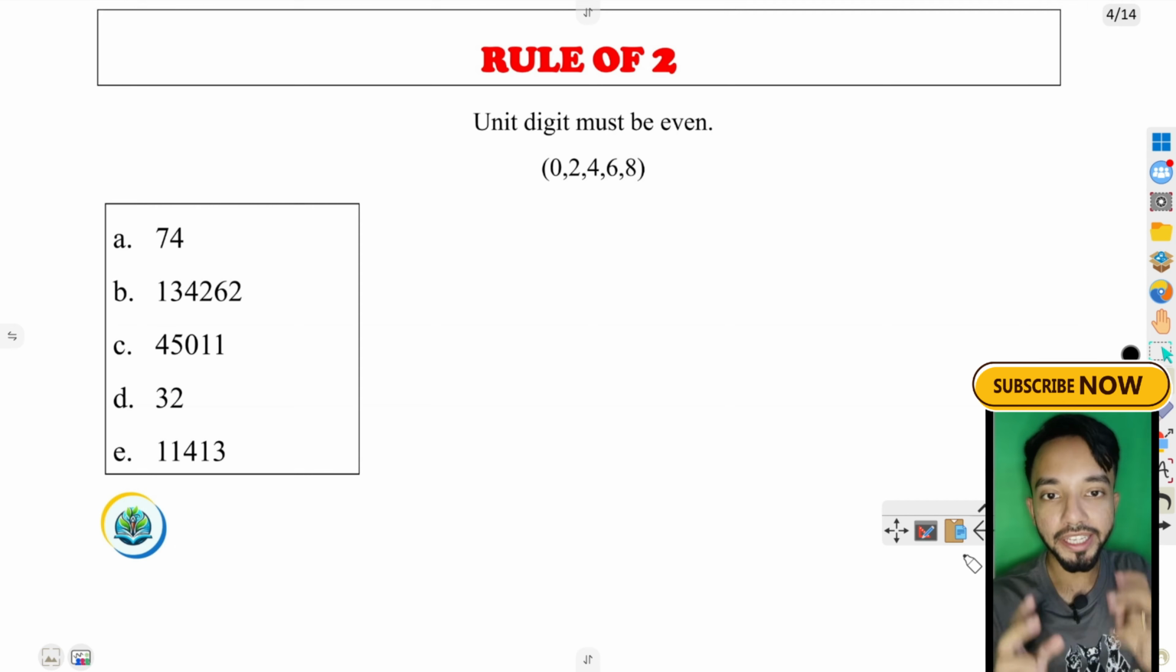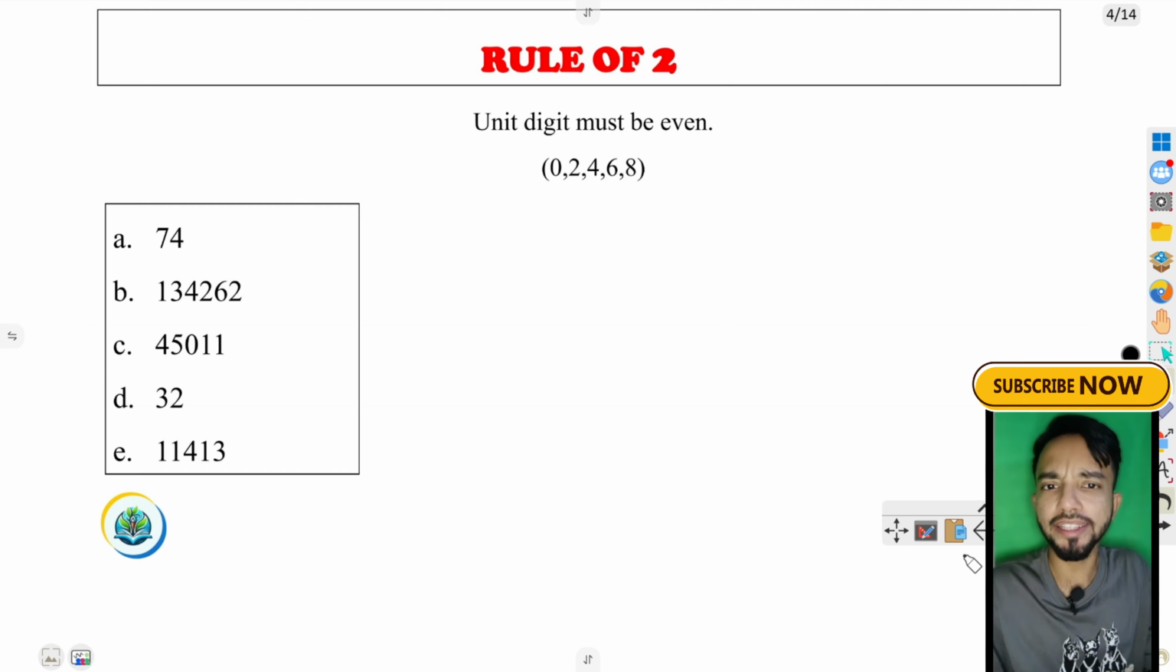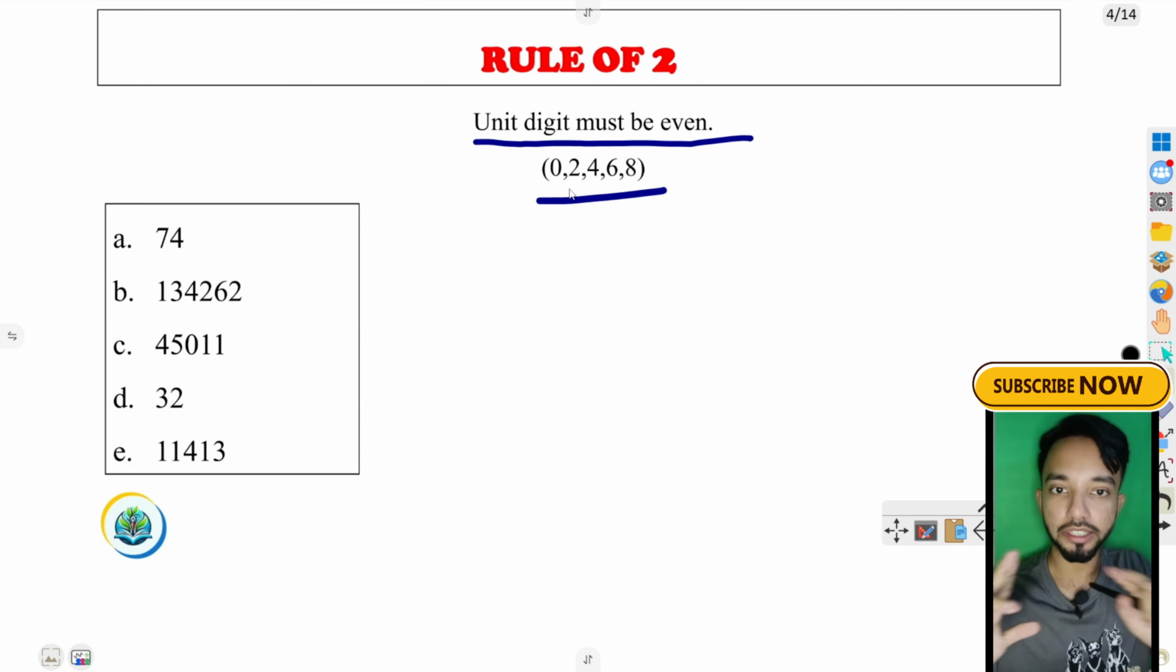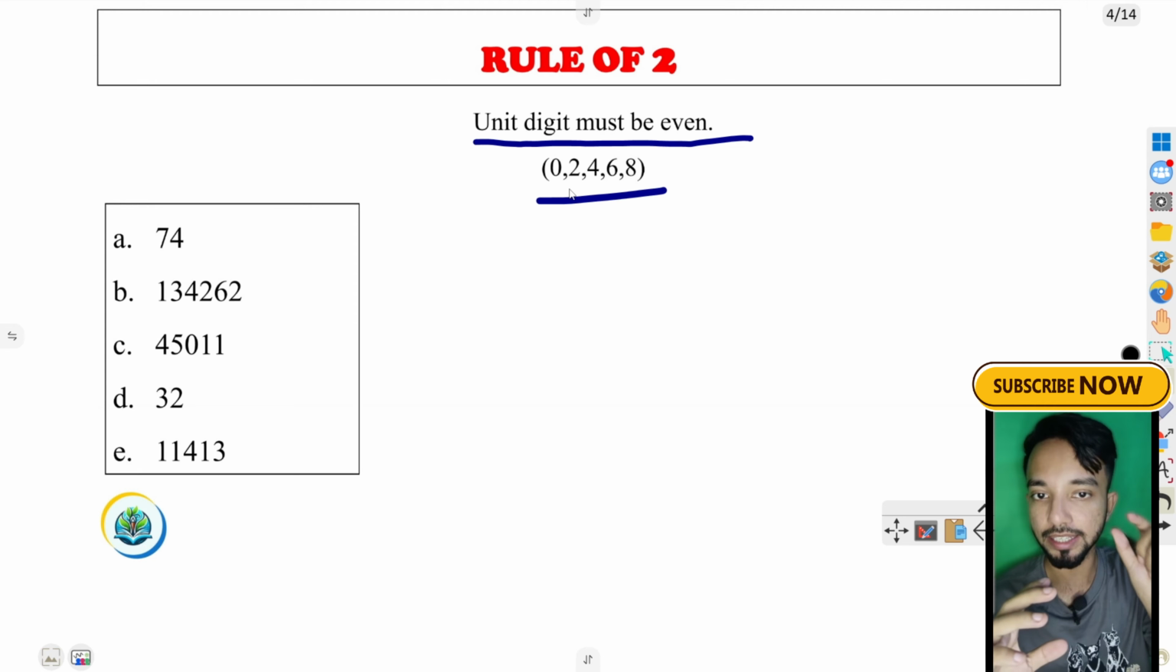So, let us understand the rule of 2. How to check whether a number is divisible by 2 or not? It's very simple. No matter how big the number is, 2 doesn't care. 2 only cares about the unit place of the number. Let us see what the rule of 2 states. It states that the unit digit must be even, that is, the unit digit must be 0, 2, 4, 6, or 8. No matter how big the number is, 2 doesn't care. So we just have to consider the last unit place digit.